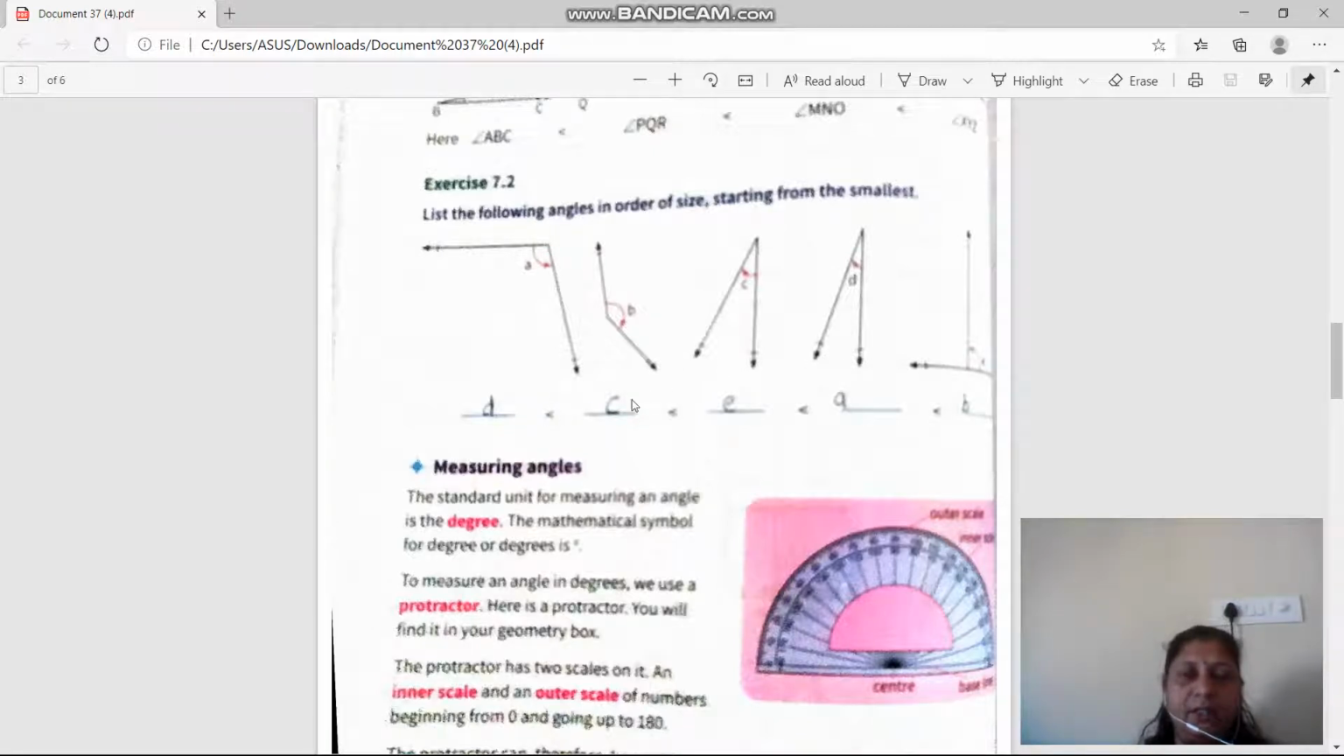Then next C. What is the next here? A, B and E. Which is the next? E. Then compare A and B. Which is the greater? B is greater. So we write first A and then B. This is the increasing order. Angle D, then angle C, then angle E, then angle A and angle B. Okay. Next.